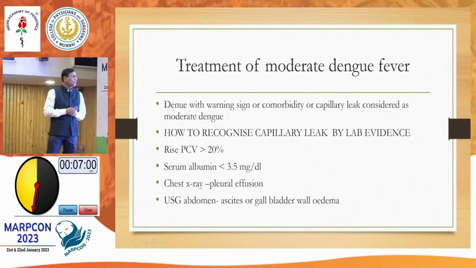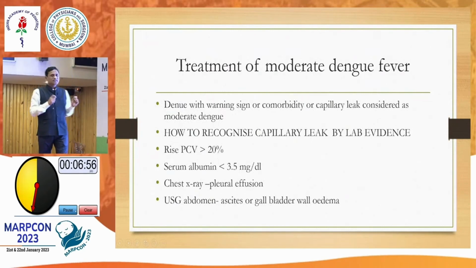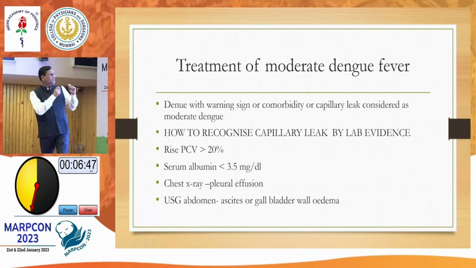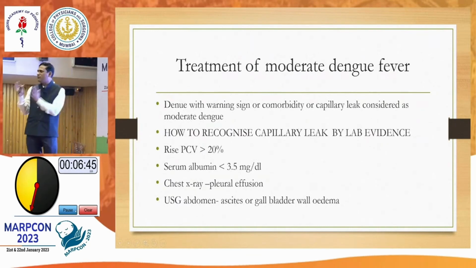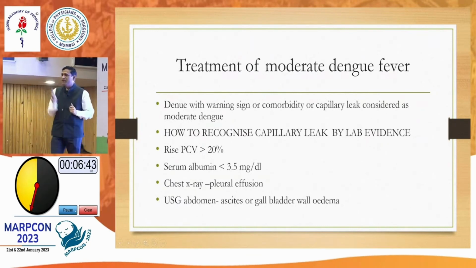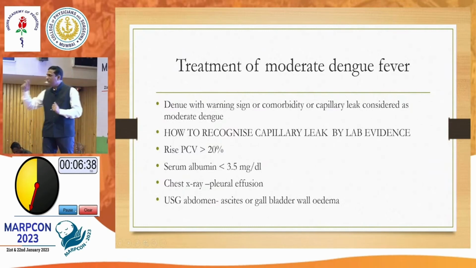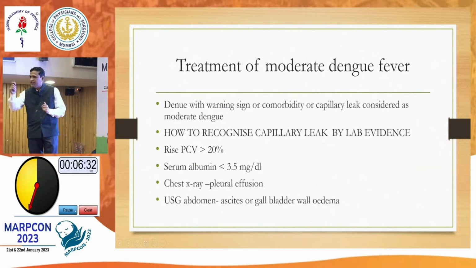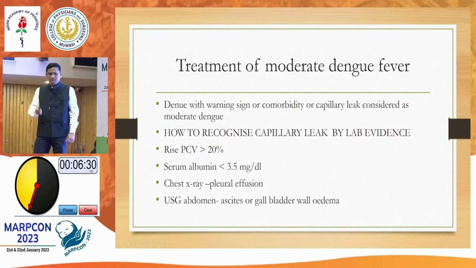Then the treatment of moderate dengue fever, that is dengue fever with warning signs. How to detect dengue fever with warning signs, where there is plasma leak in this phase? How to detect the plasma leak by laboratory evidence? You have to do hematocrit. If hematocrit rise is more than 20% or serum albumin is less than 3.5, you have to do an X-ray to see the pleural effusion and do ultrasonography to detect any ascites or gallbladder edema.